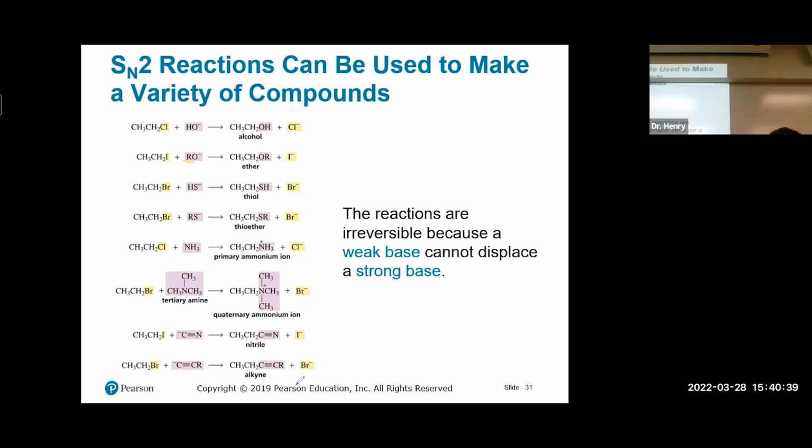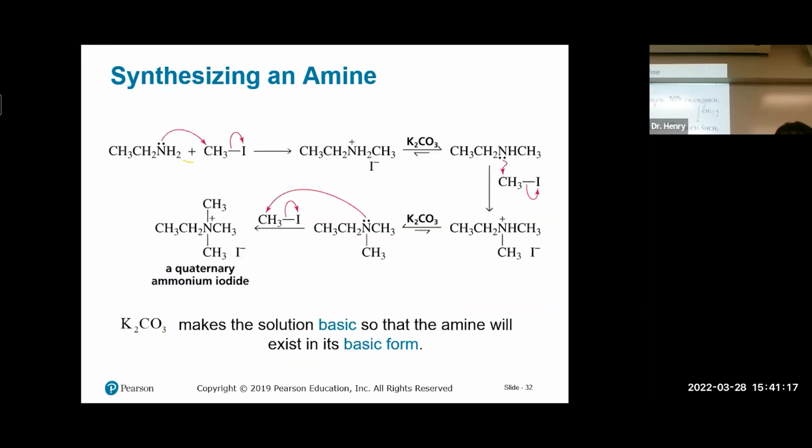Okay, so all of these reactions are going to end up being irreversible, meaning that there's not going to be equilibrium associated with it. It's going to go one direction. And that's because the weak base can't be displaced by a strong base. So in the case of these Sn2s, it's going to be a single direction, so you're not going to have the ability of going back the other direction.